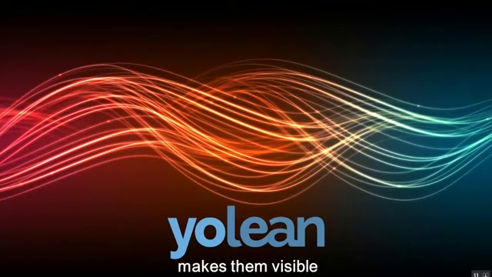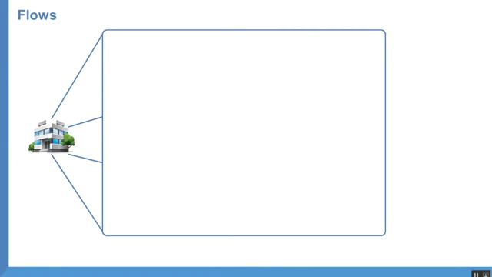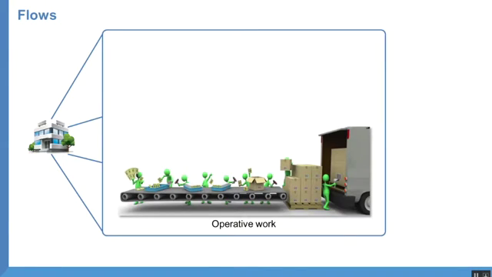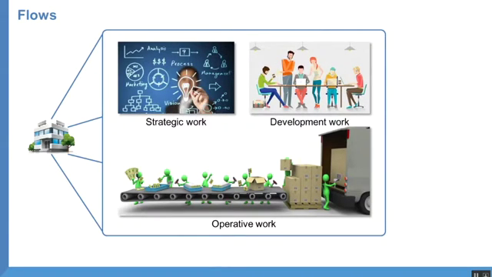At Yolean, our primary focus is to help you make your flows visible in order to make them more efficient. Through research and cooperations with academic partners and industrial customers, we have identified that value flows in any organizations can be related to three kinds of work: operative work, strategic work, and development work. To understand what we mean with the word flows, let's look into each of these. We'll start with operative work.